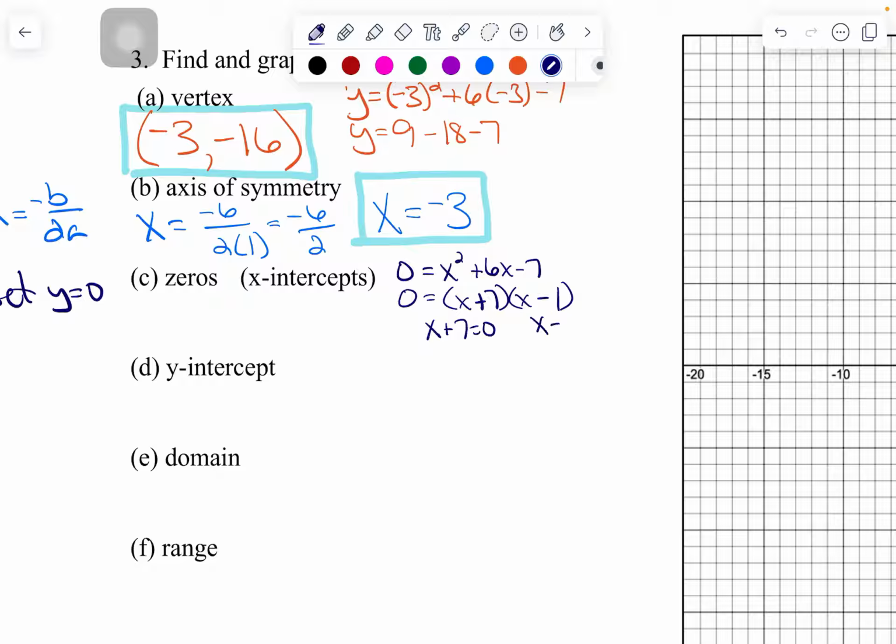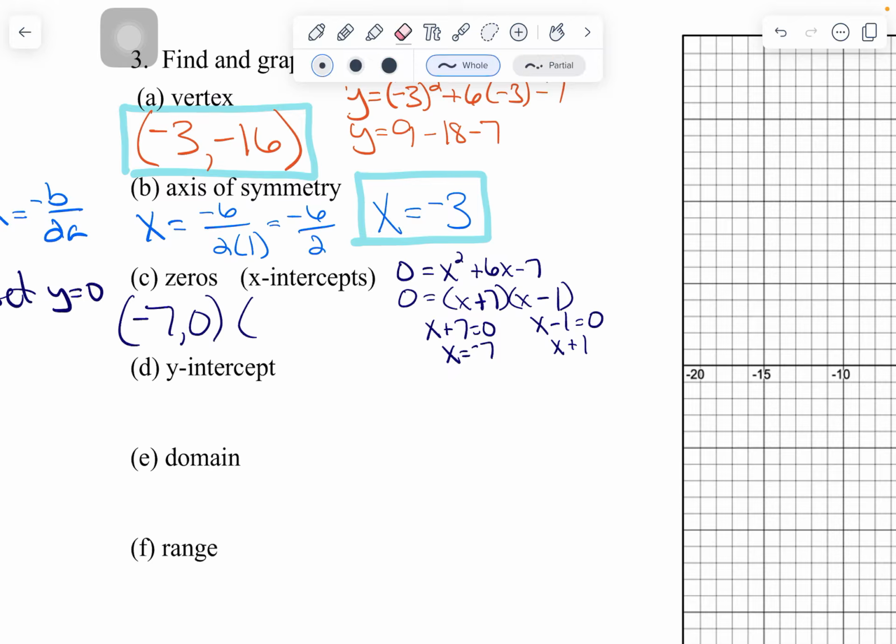So x plus 7 is equal to 0. Take your factors and set them equal to 0. So x minus 1 is equal to 0. X equals negative 7. X equals positive 1. So one x-intercept is at negative 7, 0. The other x-intercept is at x equals 1. So 1 comma 0.